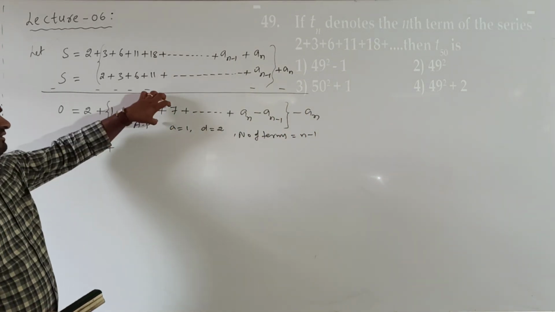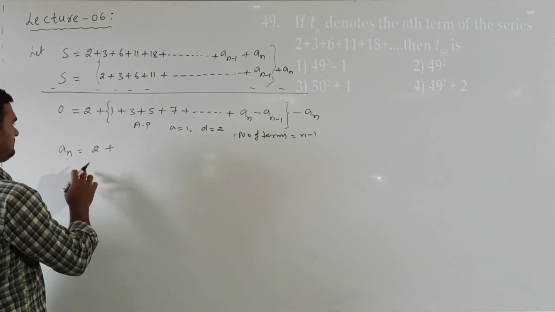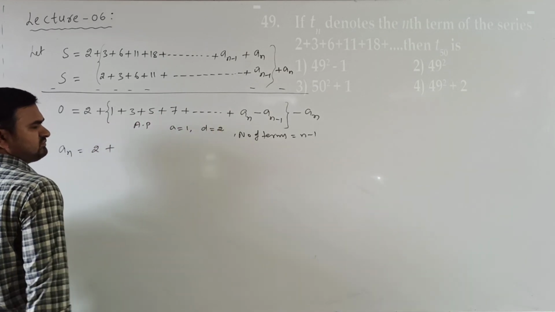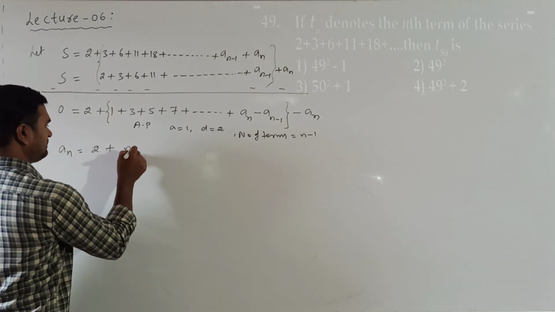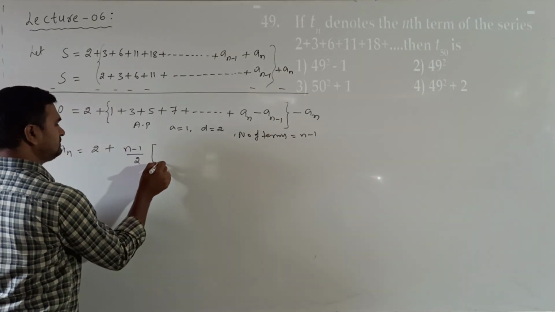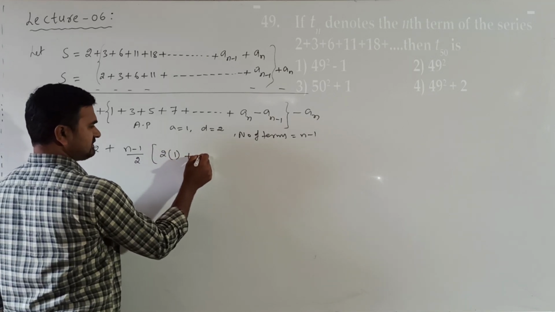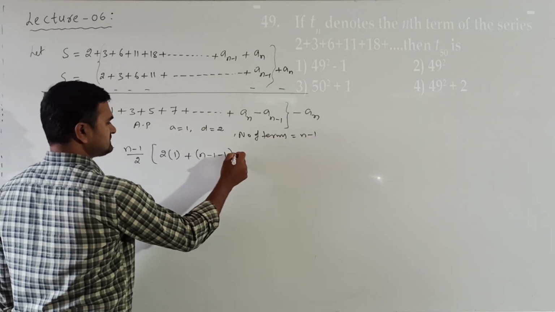So for this AP we can find the sum of these n minus 1 terms. Here that an we can write as 2 plus the sum of the terms of the AP. Number of terms is n minus 1. So n minus 1 by 2 into 2a, a is 1, plus n minus 1 minus 1 into d. d is 2.